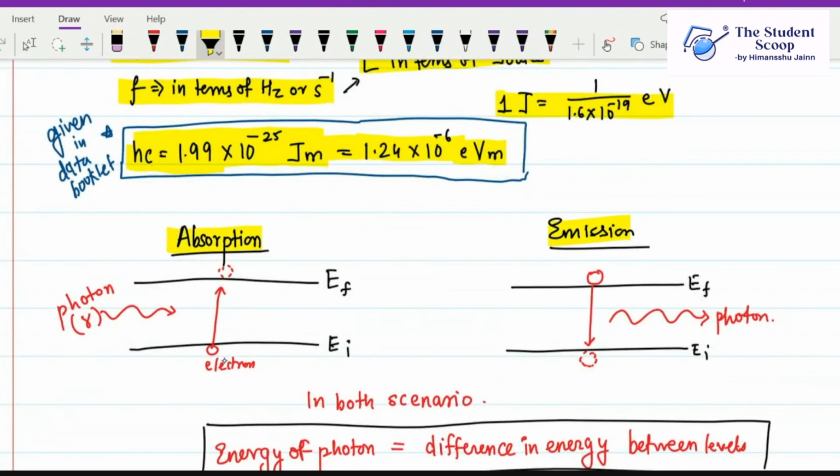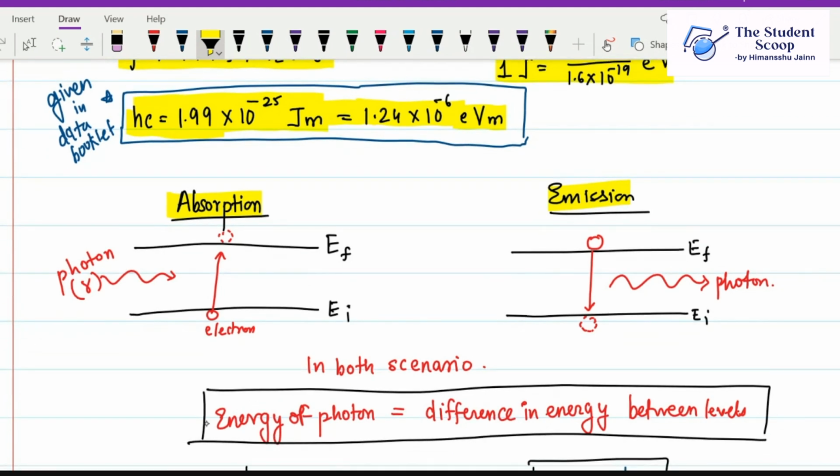So in absorption, an electron jumps from a lower energy level to a higher energy level by taking some energy from the incoming photon, or collisions can also make an electron jump to a higher energy level. That is also possible. In an emission spectrum, an electron jumps from a higher energy level to a lower energy level while emitting a photon. So that's why it is an emission spectrum.